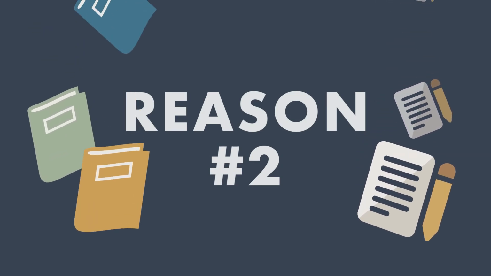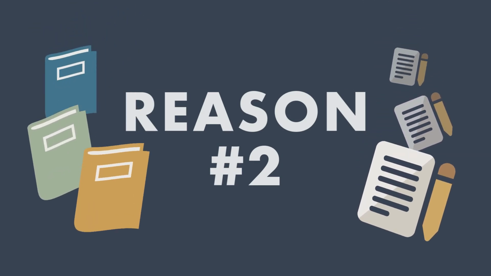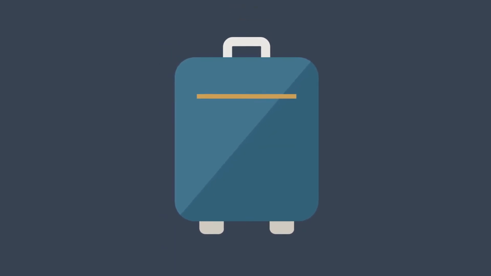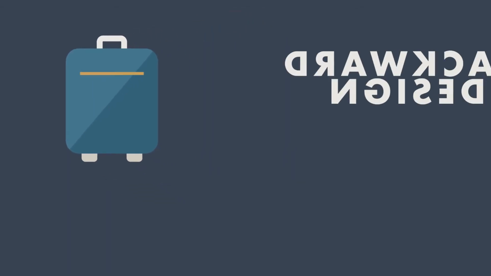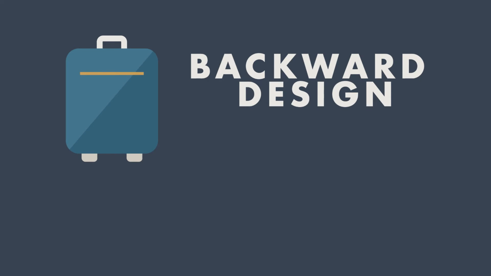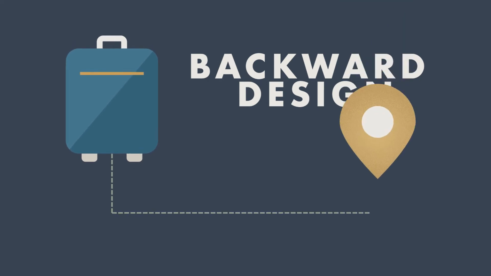And reason number 2, when you start with content, you're looking at the things of the course, not the destination. It's like preparing to go on vacation by first packing your suitcase. I've got sunscreen and a book to read and a sweater in case it's cold and some extra socks. I don't know where I'm going yet, but my suitcase is packed. That's what makes backward design backward. You don't start with the suitcase, you start with the destination.